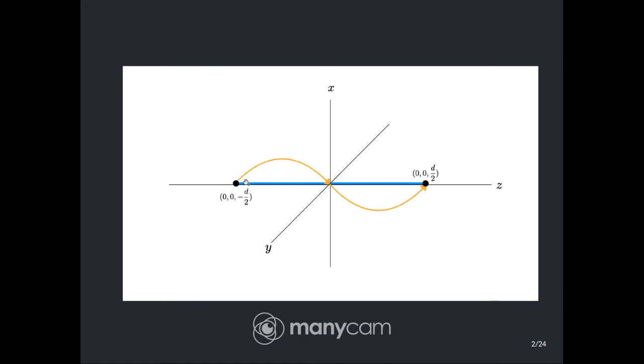The linear antenna is lying along the z-axis, and the current oscillates along the full length of this antenna, where our coordinate system is set with the center of the antenna at the origin.